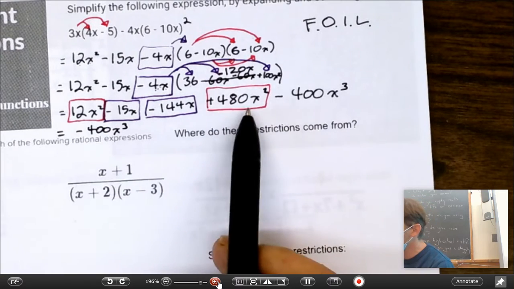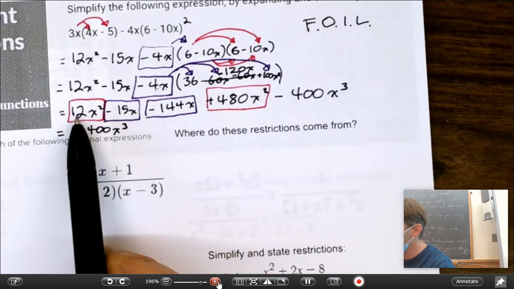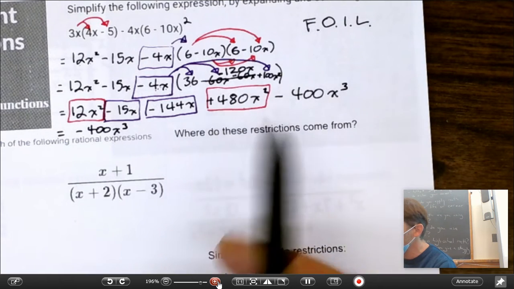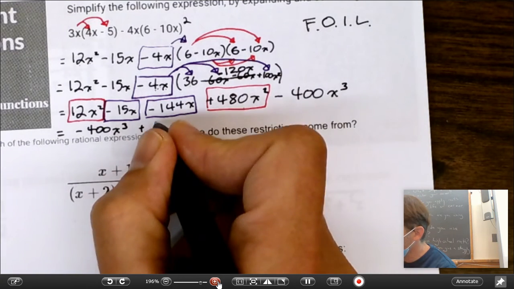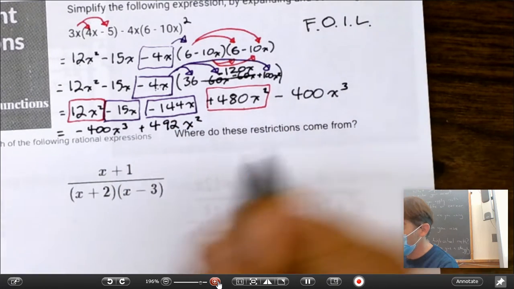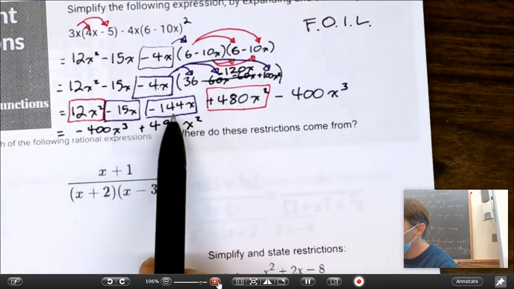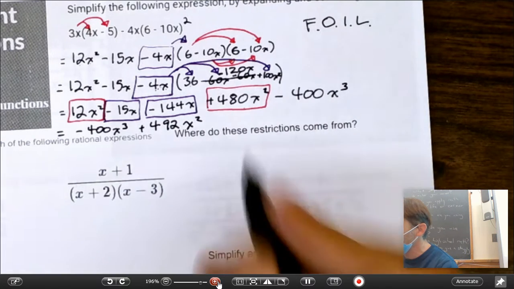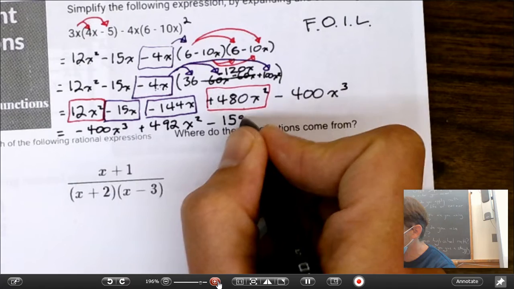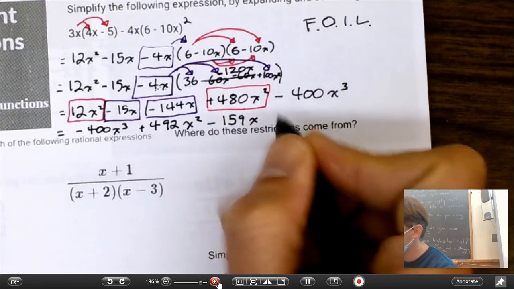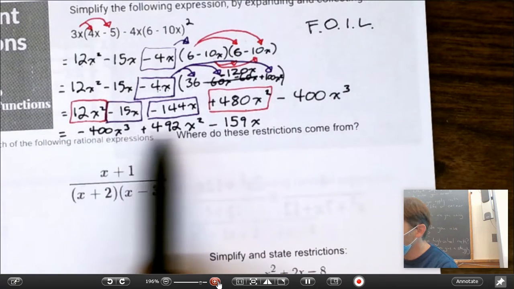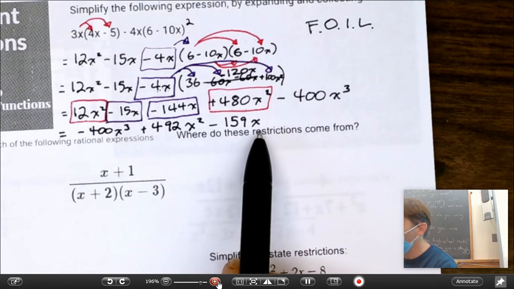And then I'm going to add together my x squared terms. So I'm just going to add coefficient to coefficient. 12 plus 480 is going to give me plus 492 x squared. And the negative 15x minus 144x, well, that will give me minus 159x. And that would be done, final answer. That's this simplified into its simplest form.